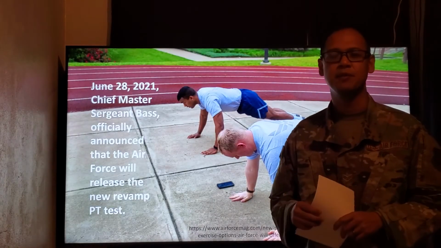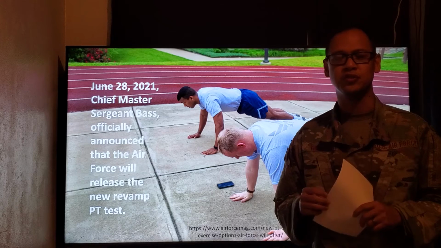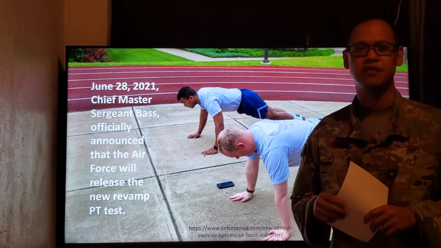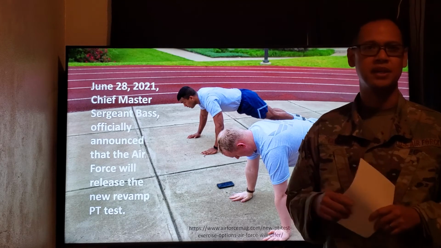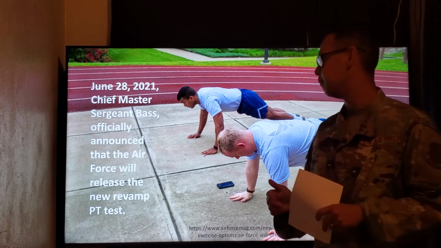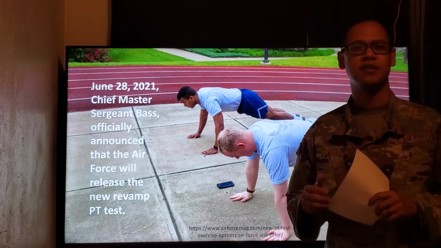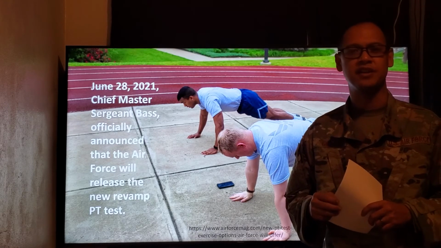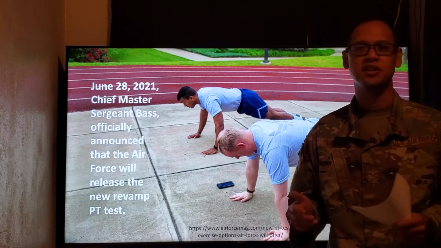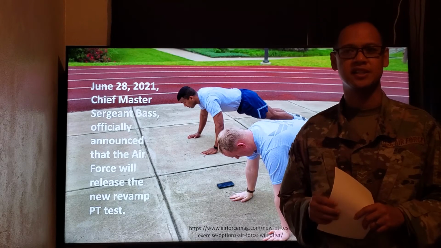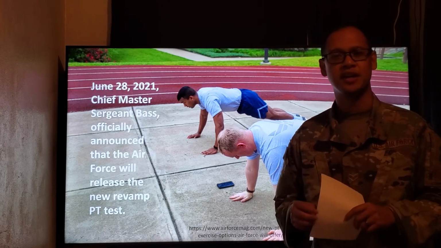And then an example of the positive is on June 28, 2021, the Chief Master Sergeant of the Air Force, Chief Master Sergeant Bass, announced that the Air Force has revamped the PT test, which gave airmen more alternatives to what the PT test already consists of, in hopes of a higher passing rate.